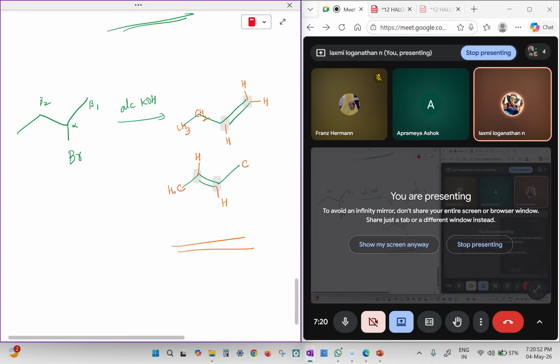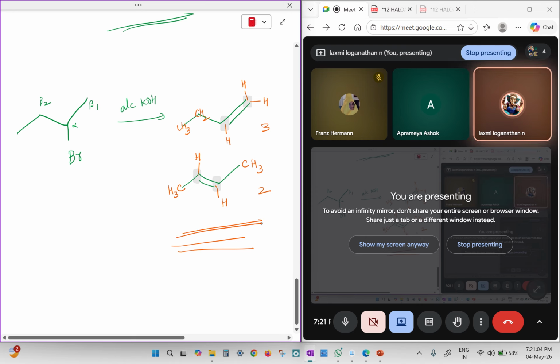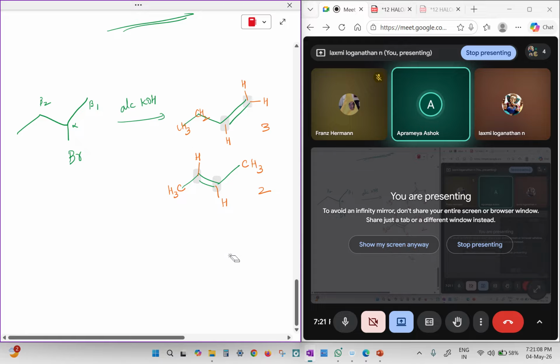Here there is CH3 and CH3. So on the double bonded carbons, how many directly attached hydrogens are there in the first case? 2. The first case 3, second case 2. That's all. So this becomes more substituted because hydrogens are missing. Missing. Okay, less. Fine.